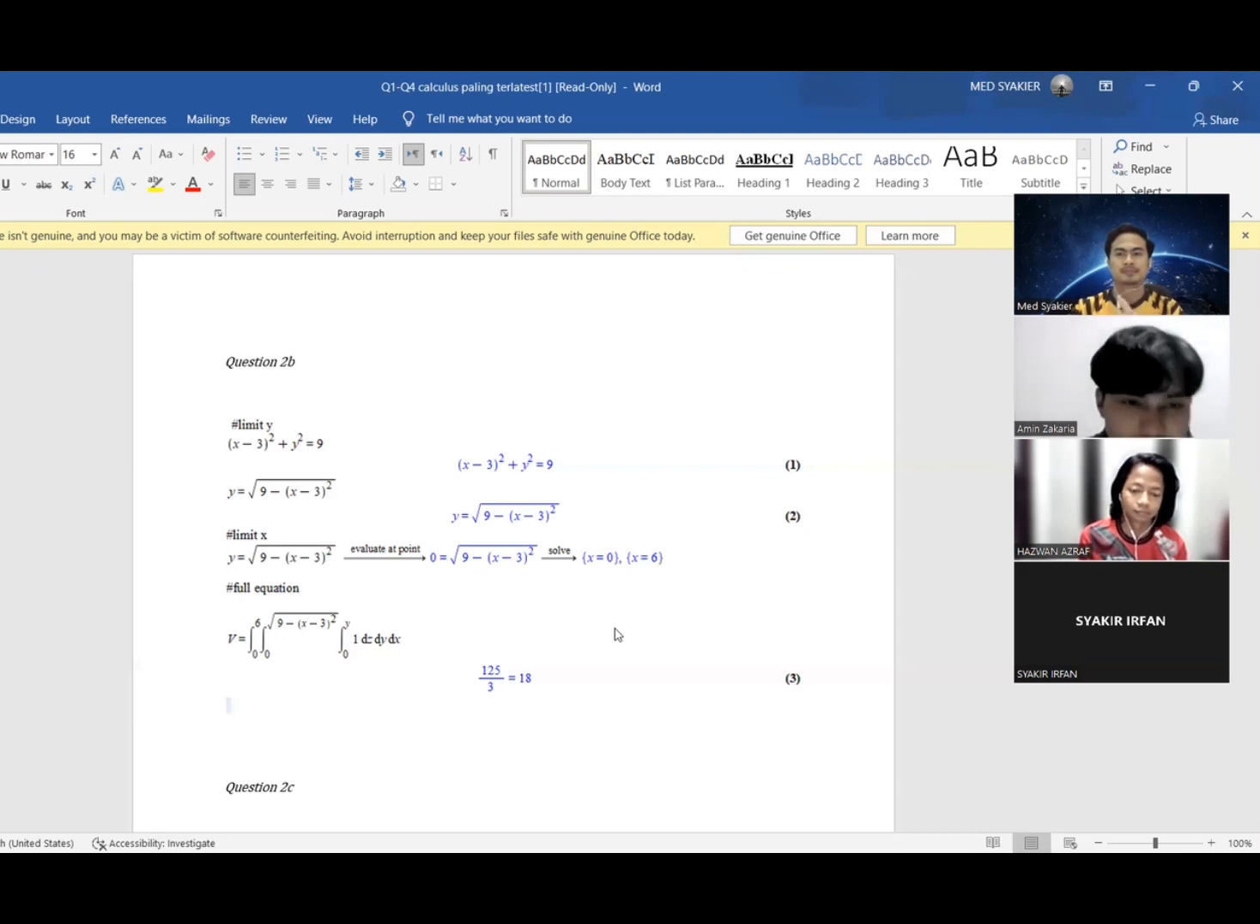So after we type like I showed it like this, after we calculate it, I will get the 125/3, which will produce an answer of 18, which is the same as the manual calculation that I did before. So that's for the question.